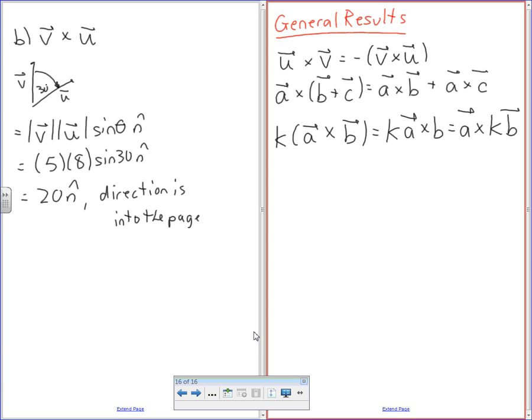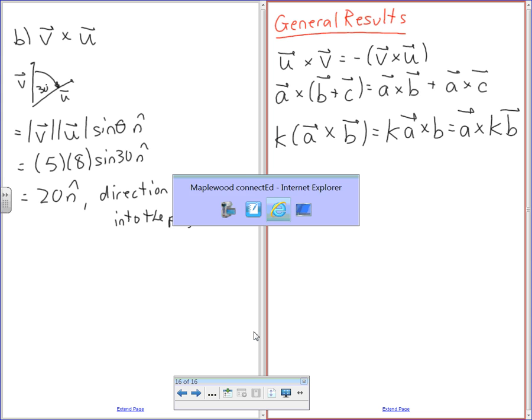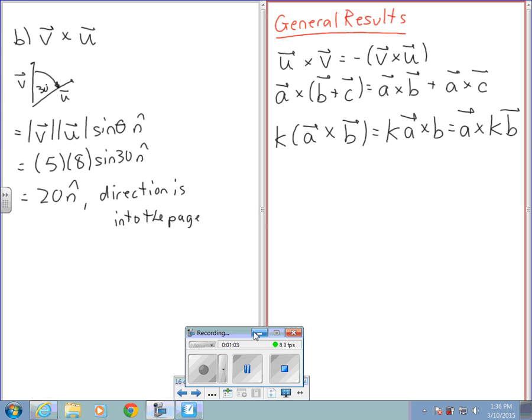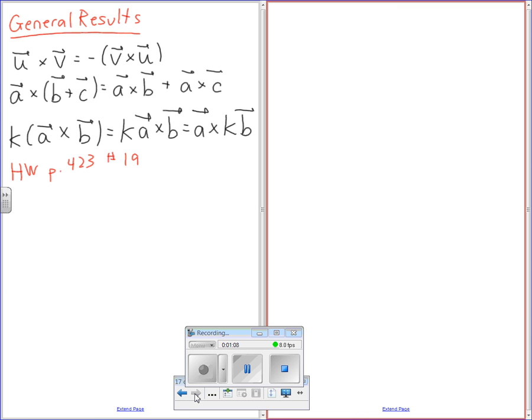I'm going to do one more example, which actually, I'm going to put the homework on the board first, and then I will do one more example with the area of a parallelogram, and then I will stop. Let's get going here with the second half. It's going to be example 2.